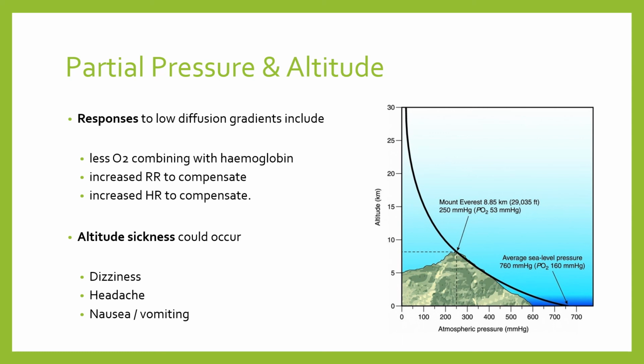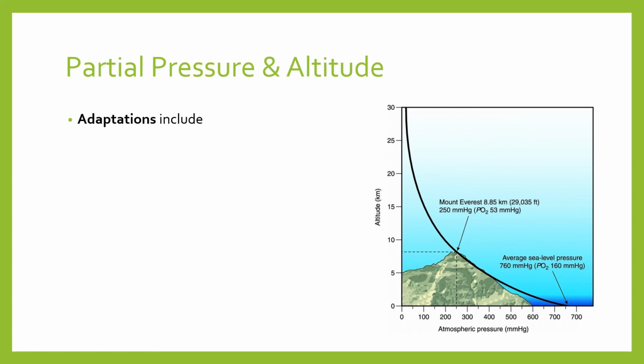The body's responses are the short-term things that it does to cope with the low diffusion gradients, the three things I've mentioned on the screen. But if we do stay at altitude for a period of time, our body begins to adapt in order to cope with the change in diffusion gradients. And there are some adaptations that occur that are actually beneficial to sports people. And so what are the adaptations? These are long-term changes that occur to our physiology, the long-term changes that occur to our anatomy as a consequence of spending time at altitude.